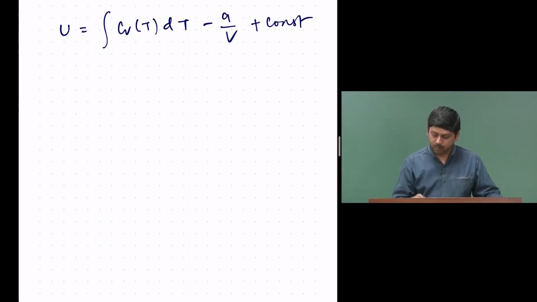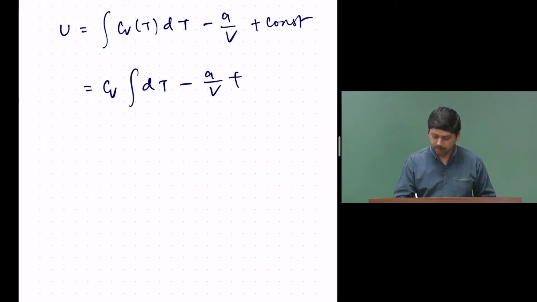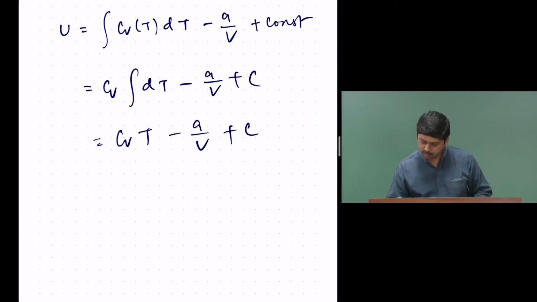We have shown that. Now, in this particular problem it is specified that Cv is independent of temperature. It can be a constant. So, we can take the Cv out and we can do dt minus A by V plus constant C, which is Cv T minus A by V plus constant, and that is what proves this. And this expression I am writing from the previous problem that we did.